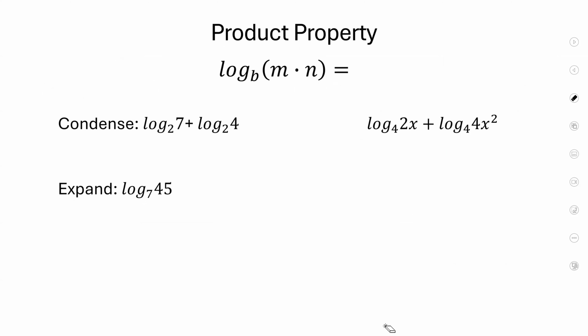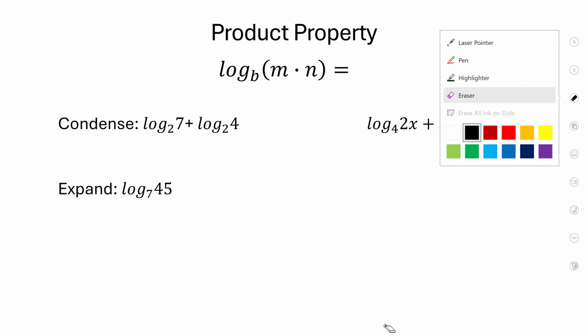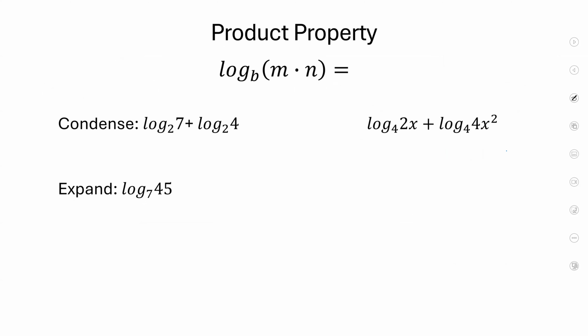Now we're going to talk about the product property. The product property says if you have 2 things multiplied together, you can separate it. This is log base b of m plus log base b of n. Now, this is a subscript, which means it has to be in the bottom. It's not in line. I see a lot of people writing it like this. This is not correct. The b needs to be down here. It's a subscript, okay?